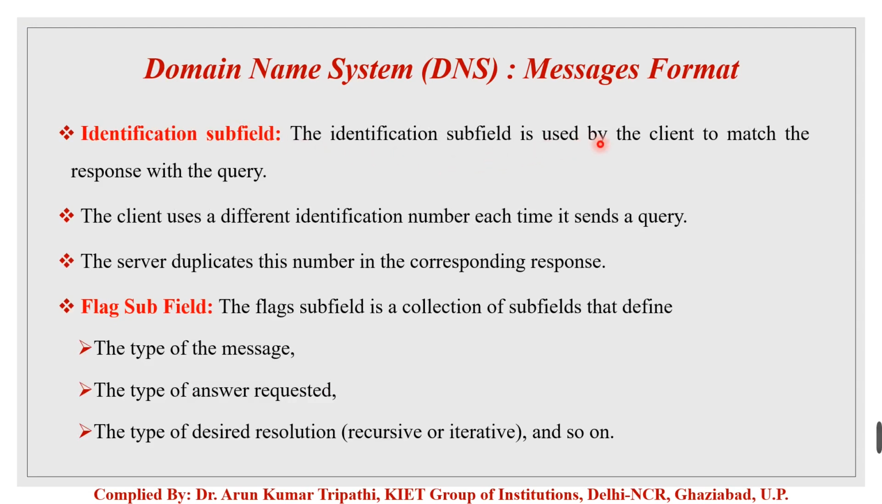The identification subfield is used by the client to match the response with the query. For example, the client had sent query number 1. When it gets the response from the server, which query is it the response of? Or maybe we can explore more: if the client had sent three queries, 1, 2, and 3, and the server sent back the response, this is the response of which query number? Either 1, 2, or 3. So this number is duplicated by the server in the response so that the client will come to know, yes, this is the response of query number 1.